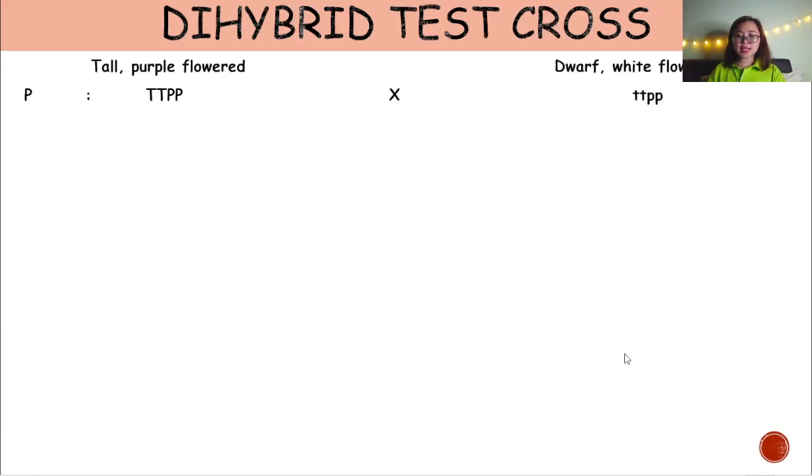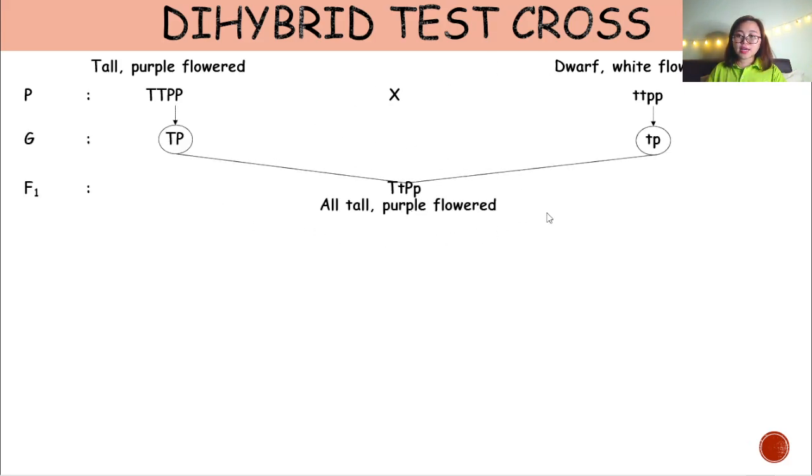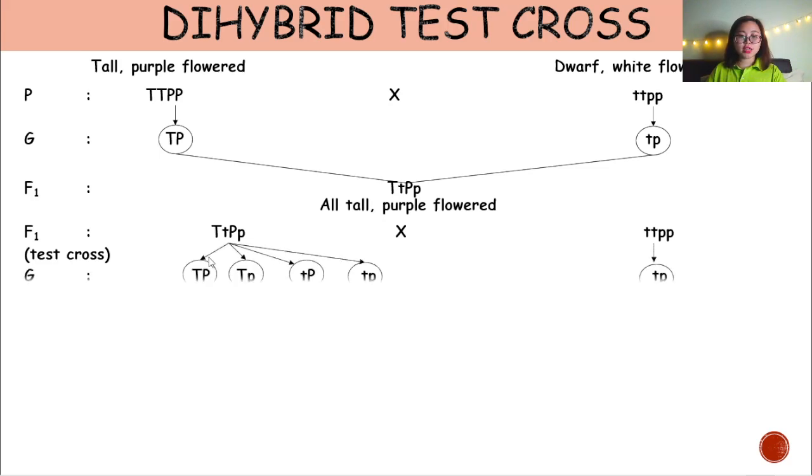Okay, let us see that in an experiment. Kalau kita ambil yang memang T besar, P besar, kita buat test cross. Anak dia akan jadi semua phenotype yang sama, yaitu semua tinggi, semua purple. Tapi, kalau kita buat test cross untuk individu yang heterozygous, if we test cross a heterozygous individual, it will look like this.